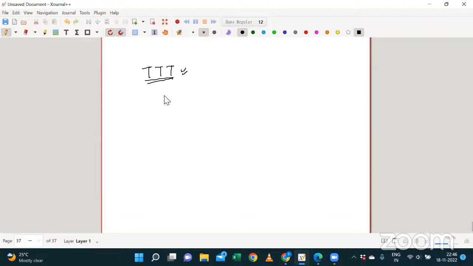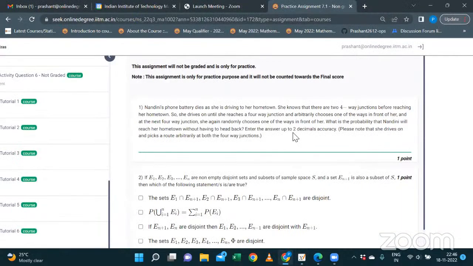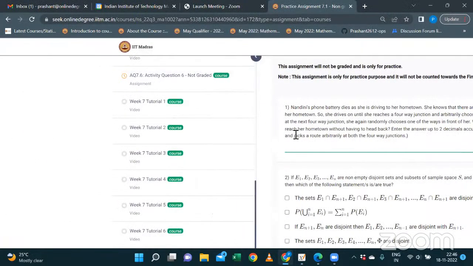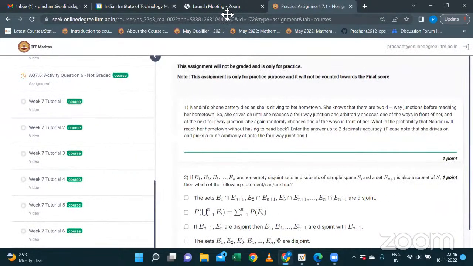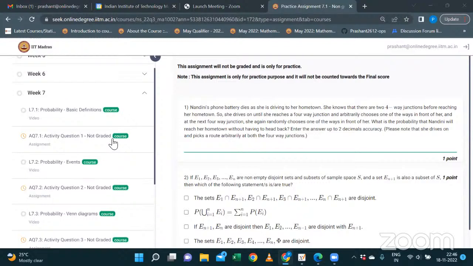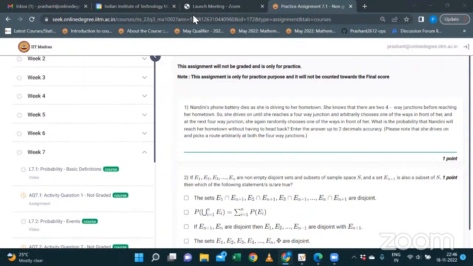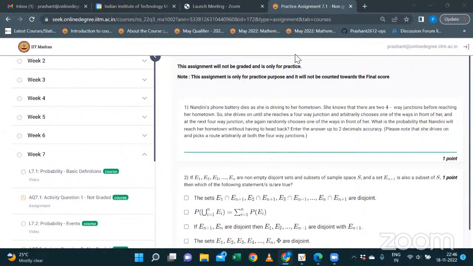But the answer is not correct? Where is it, can you tell me so I can check this? The answer is correct only. I also did that. Okay, I'll check it again; there might be some calculation mistake. So 1 by 8 is 0.125, it's correct only. Maybe I had added them.